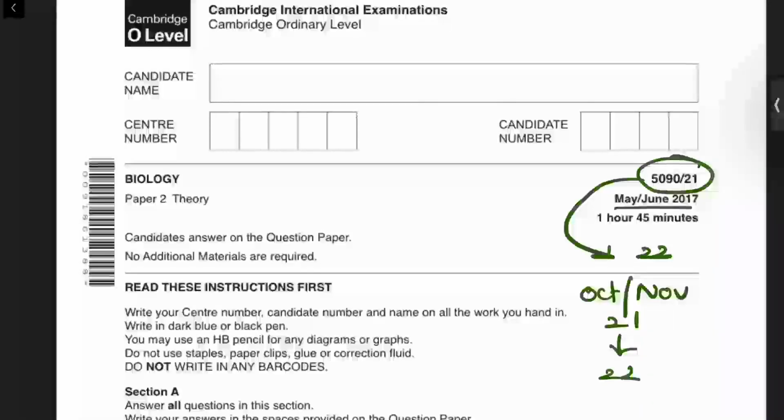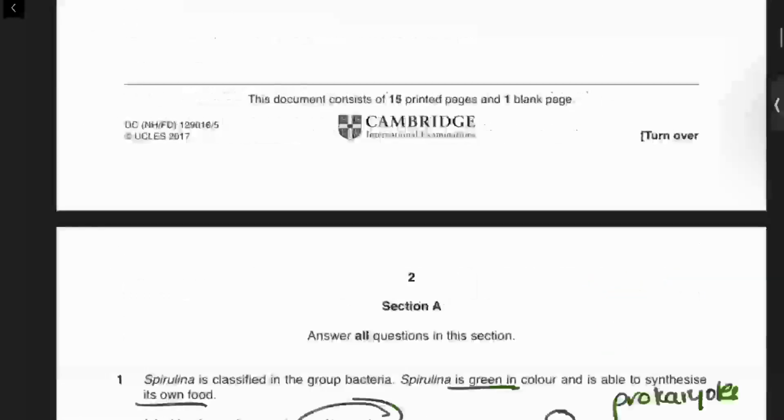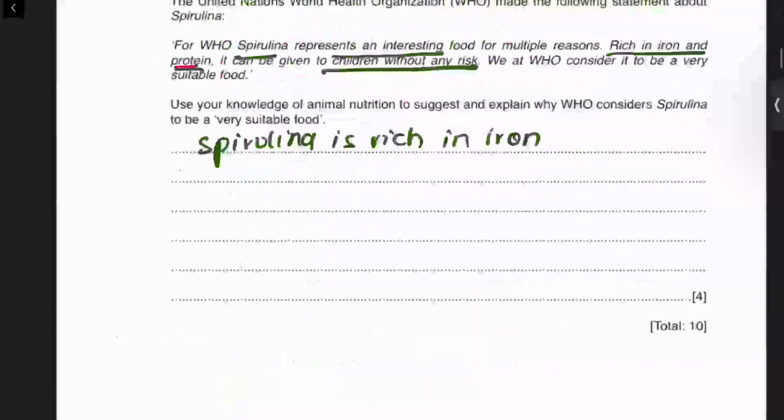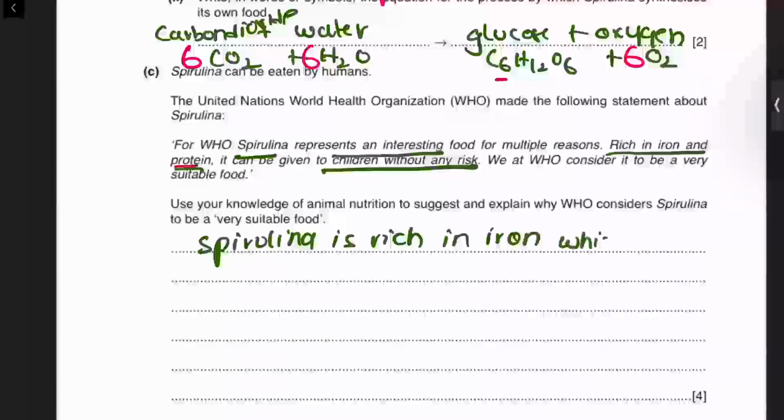Right. Having said that, let's proceed. So spirulina is rich in iron, which is essential for hemoglobin production. 1 mark.